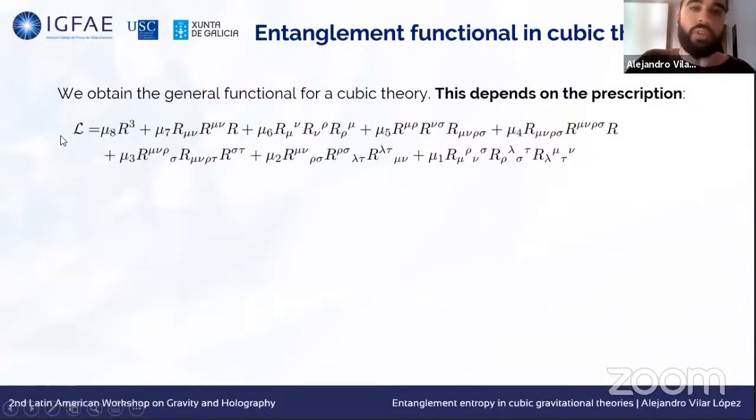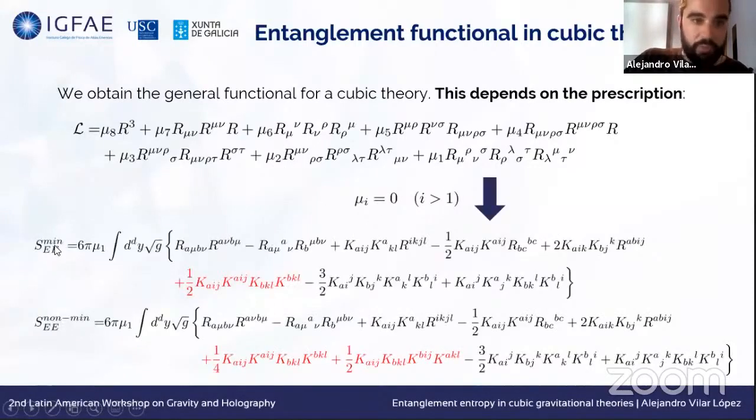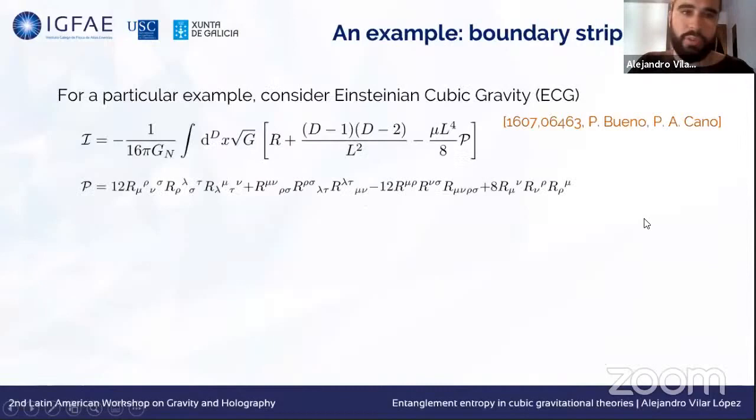So what we did was consider a generic cubic gravitational theory. That means a combination of these 8 Lagrangians, which are the 8 cubic gravitational densities, basically. And we computed the functional for this generic Lagrangian. I will not show the full thing here because it would be a mess. But I will turn on just mu1 and show you the result for both the minimal and non-minimal prescription. You see that you have terms RR, KKR, and K to the fourth, and some of them are different because of these different prescriptions. So these are the functionals. Just to go to the final part.